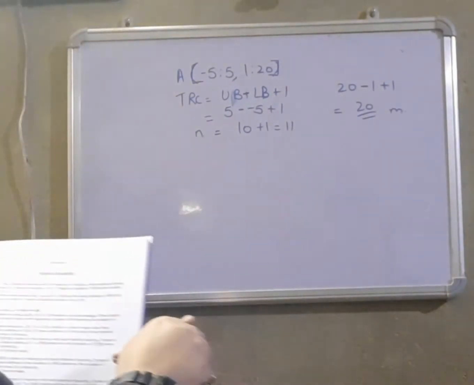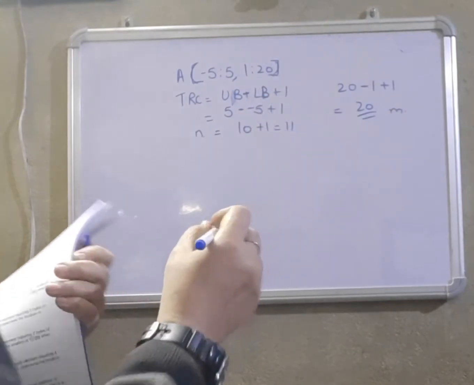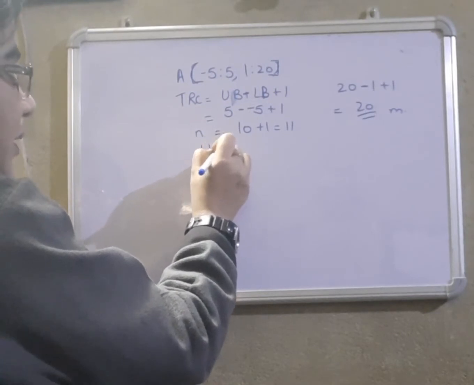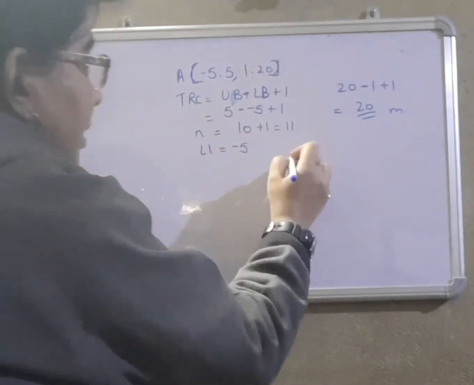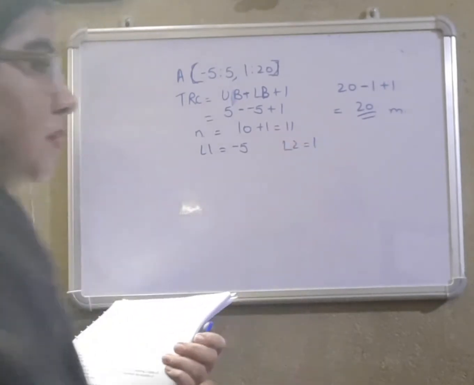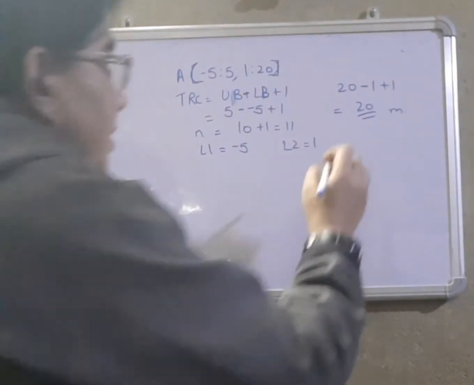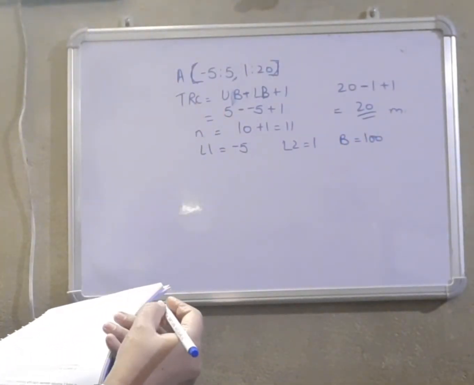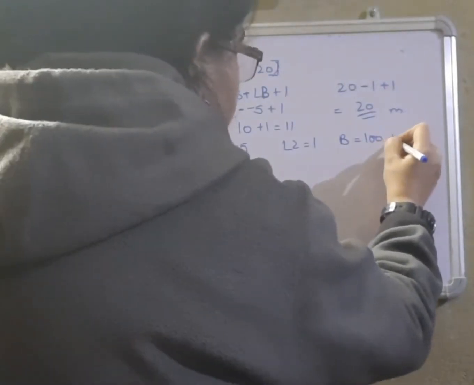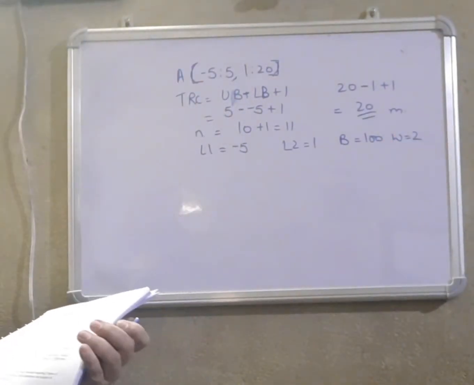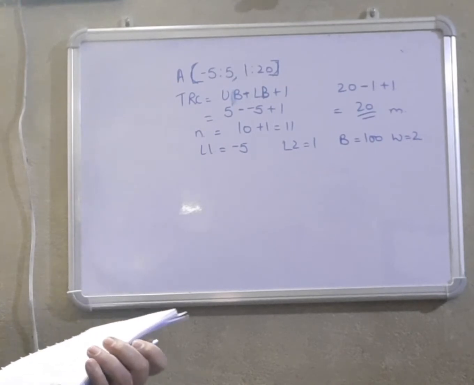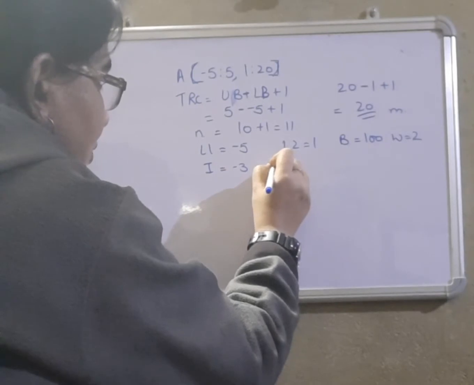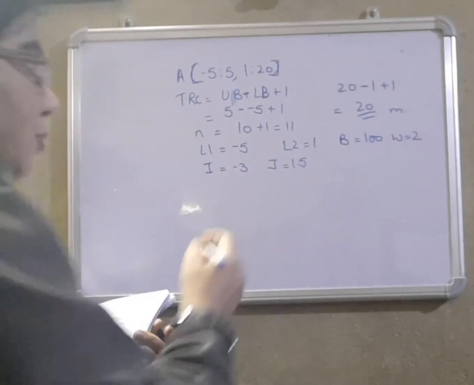Now according to this question, if we want to make out which is the L1 and L2, from here itself in the row part minus 5 is L1 and L2 is 1. And the base address that they have given is 100. W, each element is stored in 2 words, so W is 2. Calculate the location of minus 3 and 15. So I will be minus 3 and J will be 15, for which the formula has to be applied.